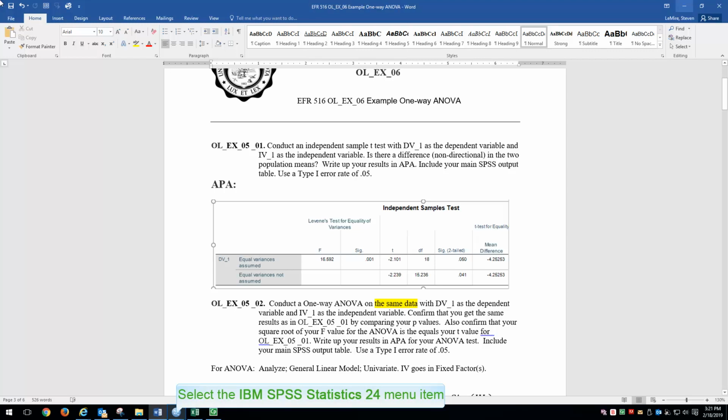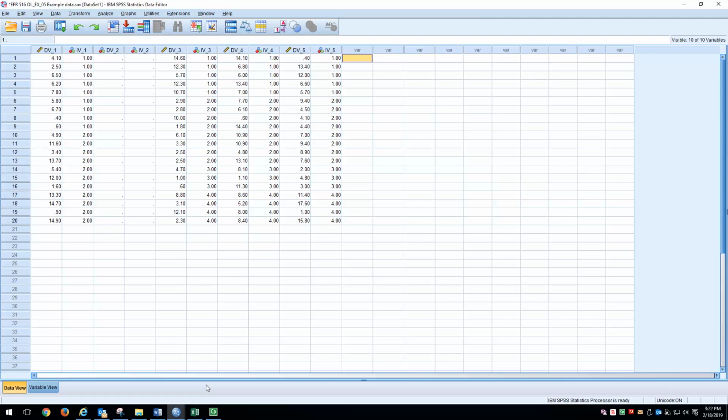So to do this assignment, we're going to need our data set, and the data set is example data save. So EFR 516 online EX05 example data. So this is the data set you're going to use for the assignment. And here are our first two variables over here. So we're going to do an independent samples t-test with DV1 and IV1. So we'll go ahead and do that.